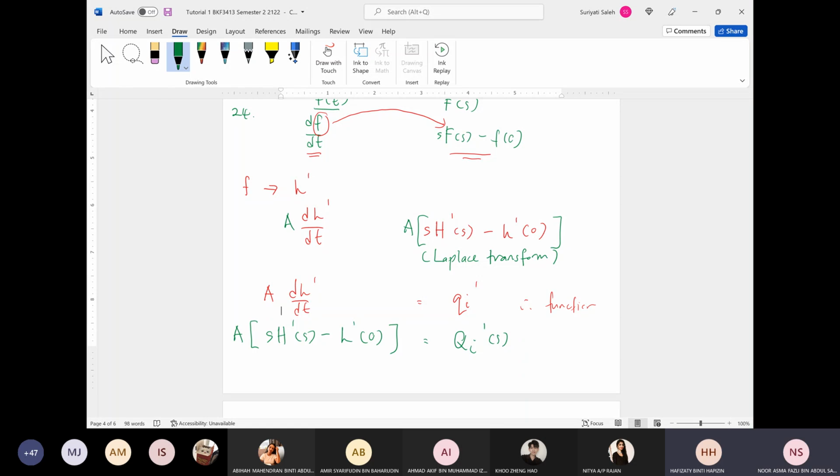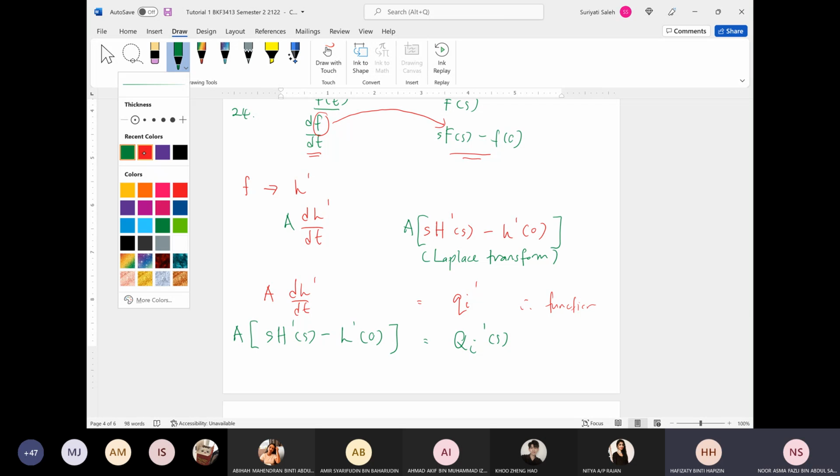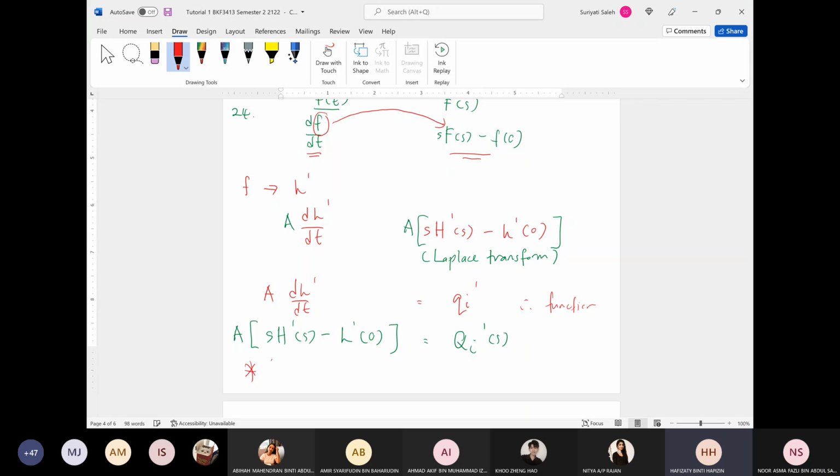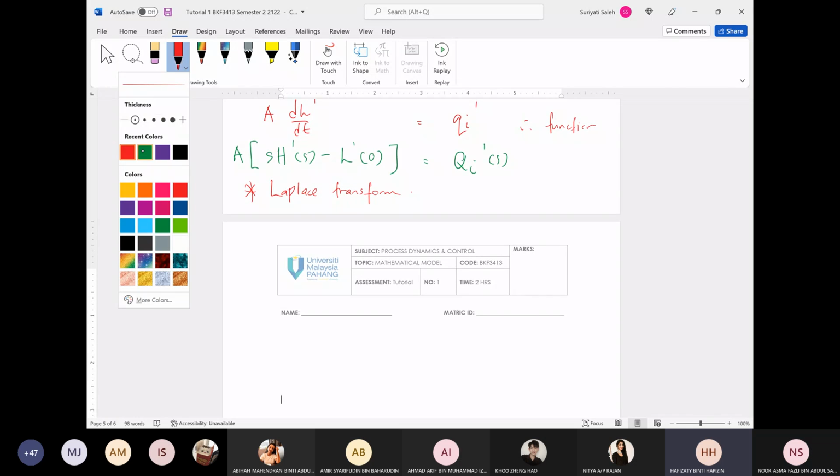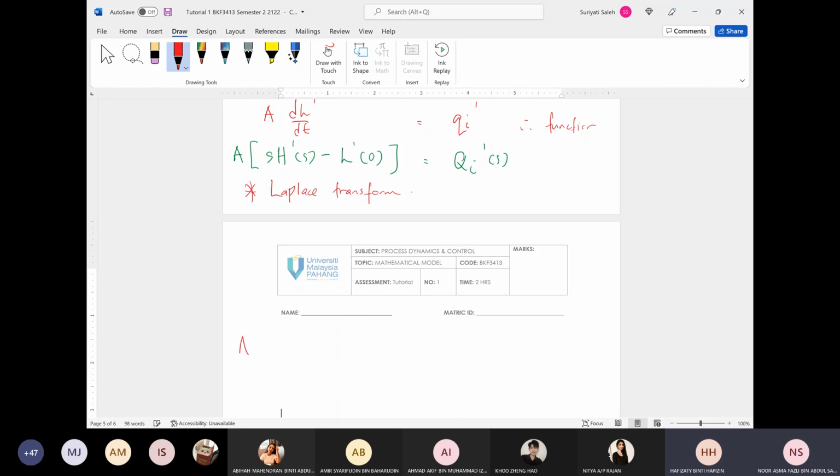So, based on a dH prime over dt equal to Qi prime, we already did the Laplace transform. This is the Laplace transform equation. So, what is the next step? Once we have this, we can do the further step, which is to simplify the equation.